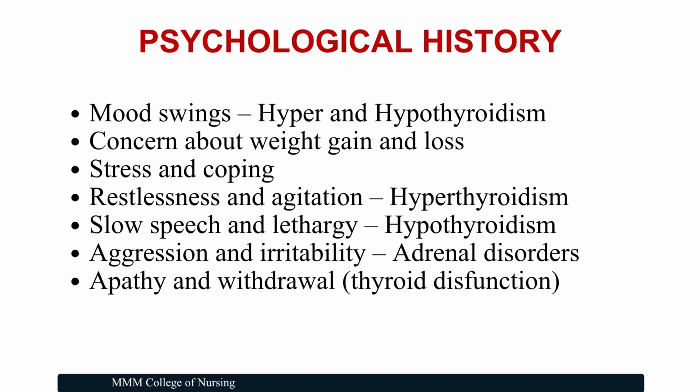Depression and apathy can be hypothyroidism. Anxiety, agitation, and restlessness are hyperthyroidism. And aggression, irritability point to adrenal disorder. Lethargy and slow speech is hypothyroidism. Always ask about the psychological state because hormones directly drive mood and behavior.